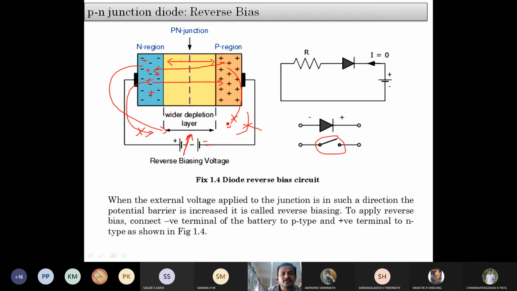What is that reverse bias condition? The positive of the battery is connected to the N region and the negative is connected to the P-type semiconductor material. When the external voltage applied to the junction is in such a direction that the potential barrier is increased, it is called reverse biasing. To apply reverse bias, connect the negative terminal of the battery to the P-type and the positive terminal to the N-type as shown in the above figure.